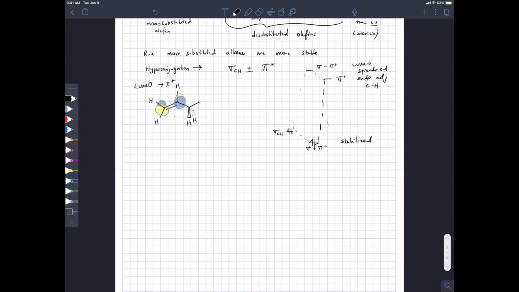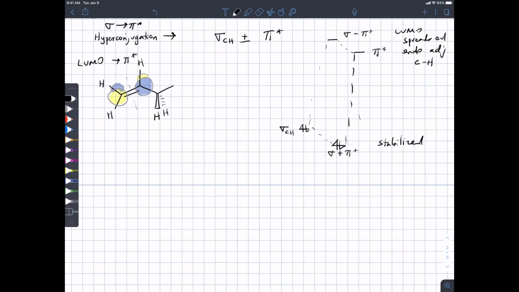This is exactly the same reason that more substituted carbocations are more stable. Same principle, just a different empty orbital, right? In this case, we would call this sigma to pi star hyperconjugation. And again, we're talking about the filled carbon-hydrogen bond from the allyl carbon donating into the pi star.